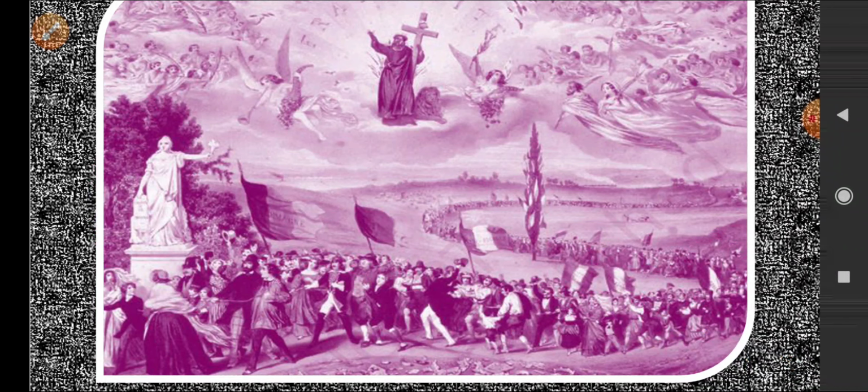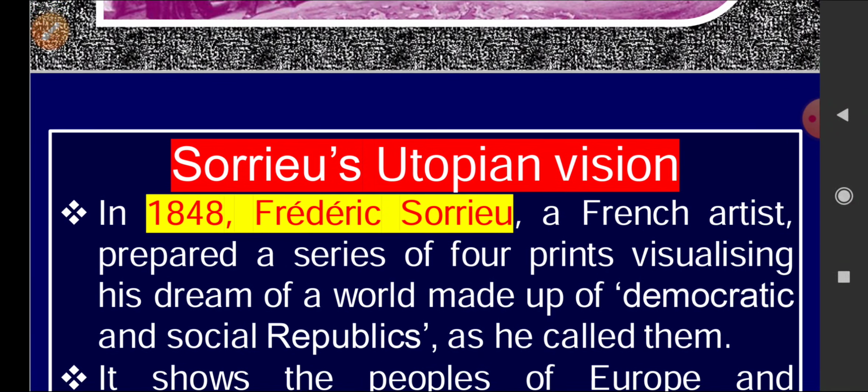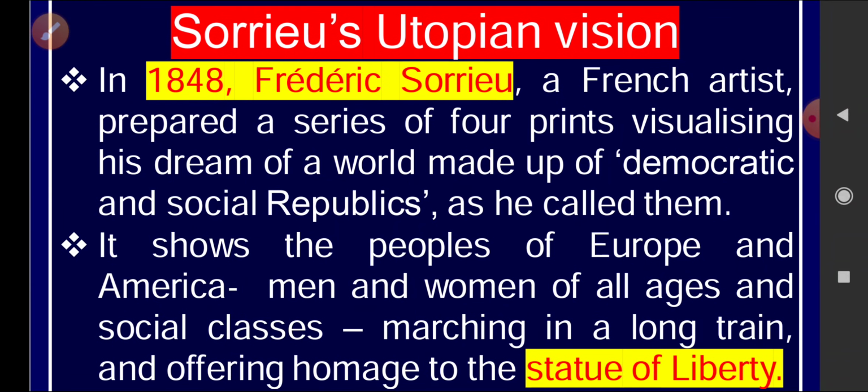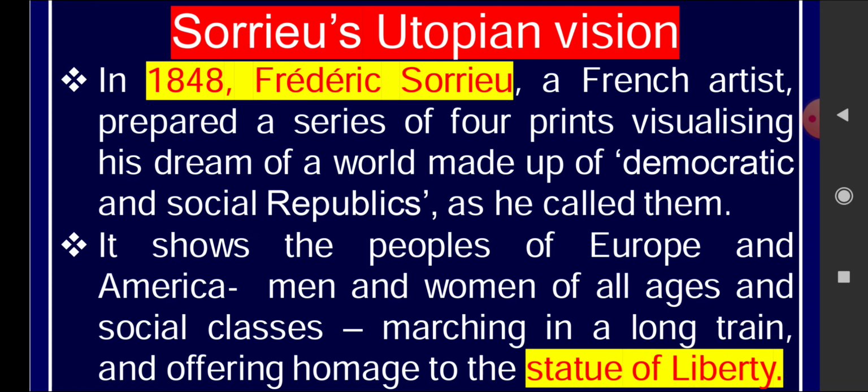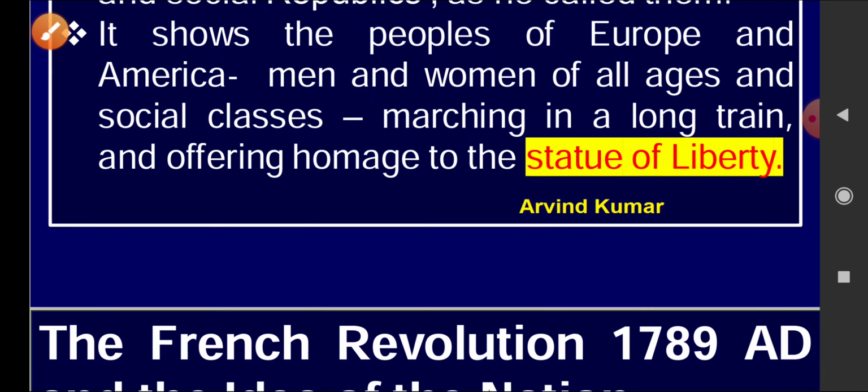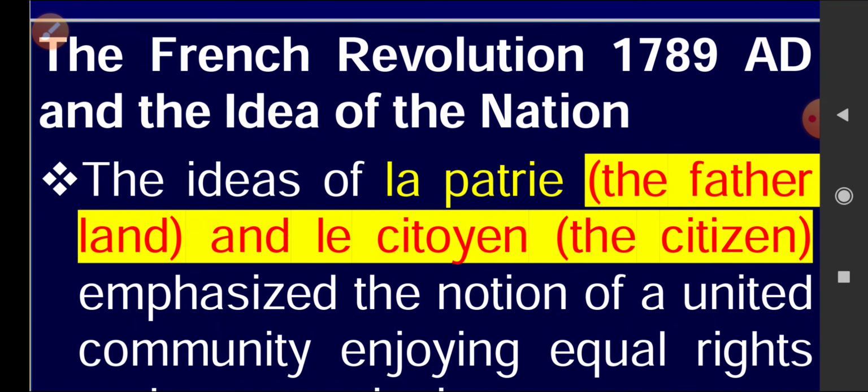Here in the next slide you may see that Sorrieu's utopian vision is mentioned, that he was a French artist and in this slide you may see his dream of the world made up of democratic and social republics, as he called them, means all the countries are marching towards this Statue of Liberty, which was a symbol of democracy.